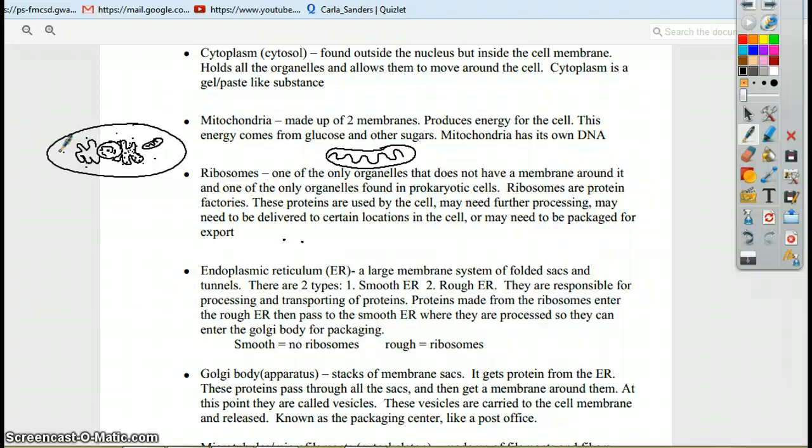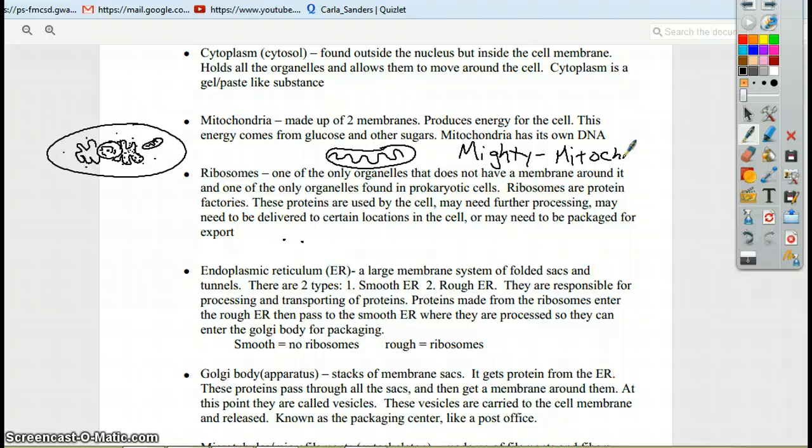Oh, I forgot my clue for mitochondria. The mighty mitochondria. It's very mighty. It needs energy. And if you know who Mighty Mouse is, if you don't know, look him up, but Mighty Mouse needs a lot of energy. So the mighty mitochondria.